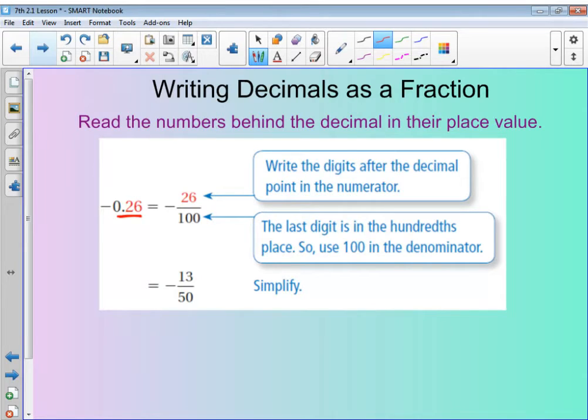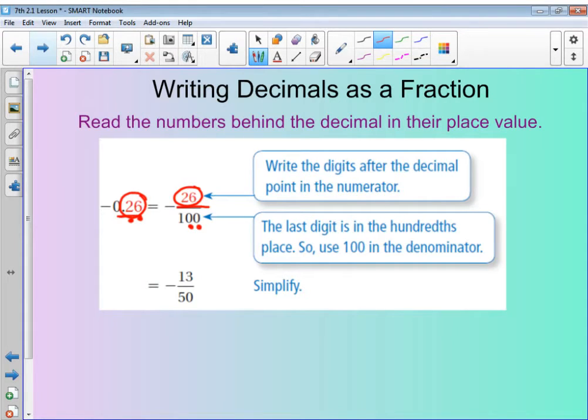But let's say you weren't good at reading it with its place value, and all you could say is that's negative 0.26. You're going to take this number that's behind the decimal and write it as the top number. Then we're going to put our fraction bar. And here's the trick. I'm going to count how many numbers are behind that decimal. There are 2. Take note, there are 2 zeros behind my 1 on the bottom number. So I end up with negative 26 over 100, which is my first step.